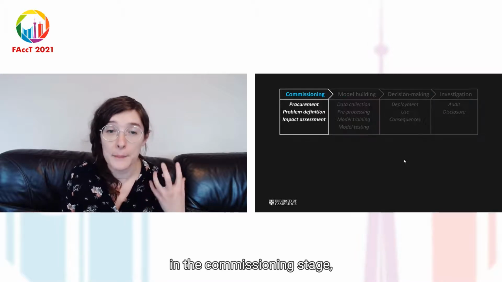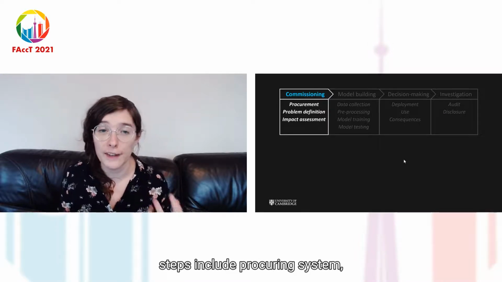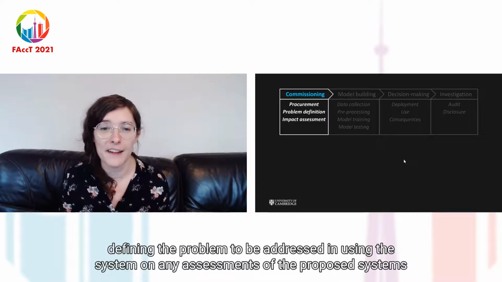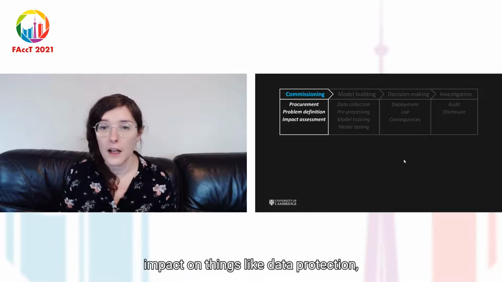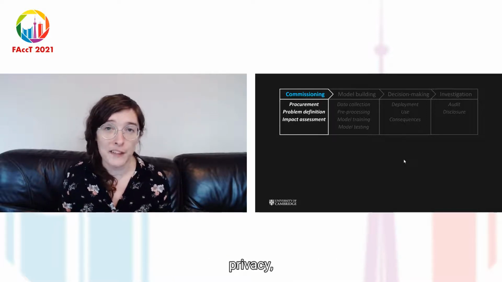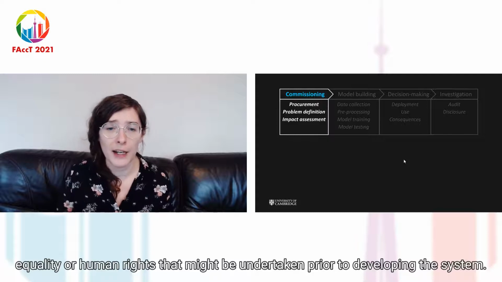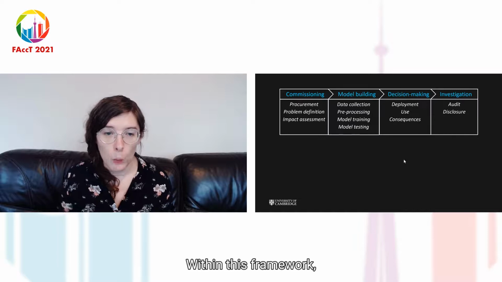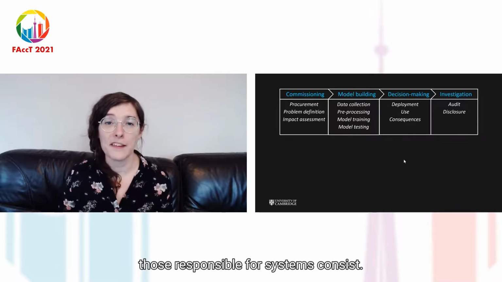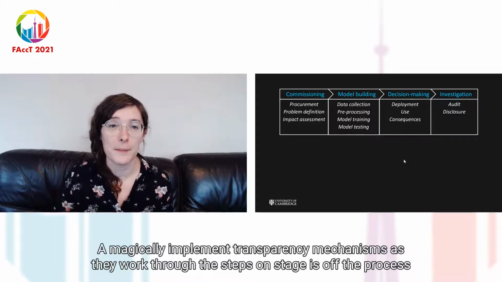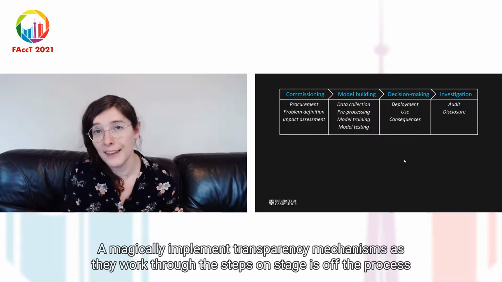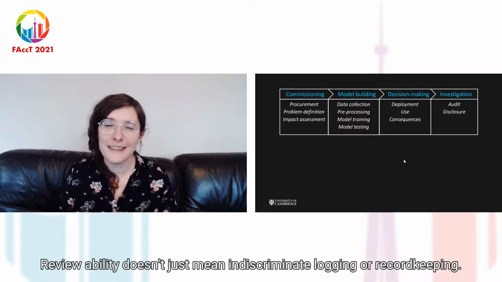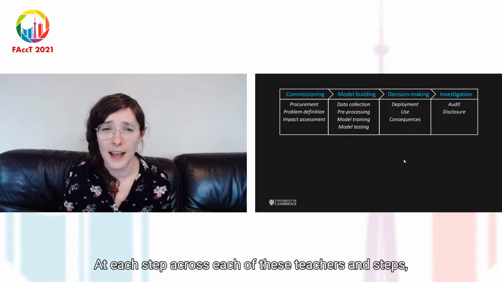So, for example, in the commissioning stage, steps include procuring the system, defining the problem to be addressed in using the system, and any assessments of the proposed system's impact on things like data protection, privacy, equality, or human rights that might be undertaken prior to developing the system. Within this framework, those responsible for systems can systematically implement transparency mechanisms as they work through the steps and stages of the process. Again, reviewability doesn't just mean indiscriminate logging or record keeping at each step.